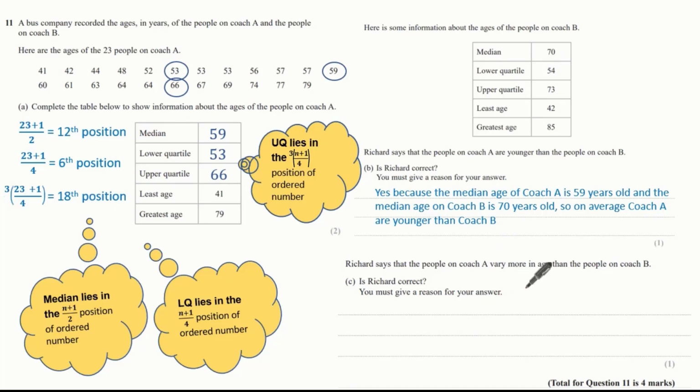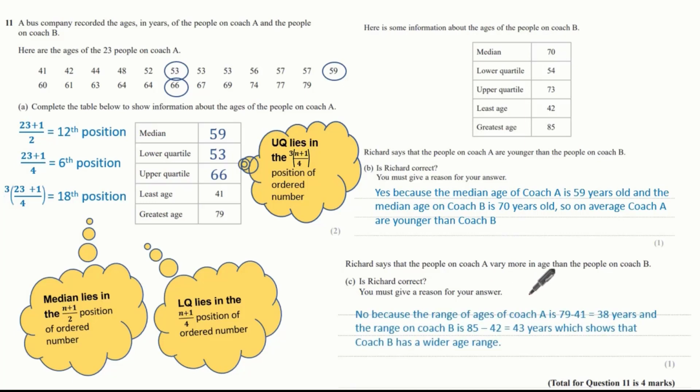Is Richard correct? You must give a reason for your answer. Well, no, he's not correct, because the age range from Coach A is 79 subtract 41, in other words, our greatest value subtract our least value, which is a range of 38 years. And the range on Coach B is 85 subtract 42, which gives us an age range of 43 years.